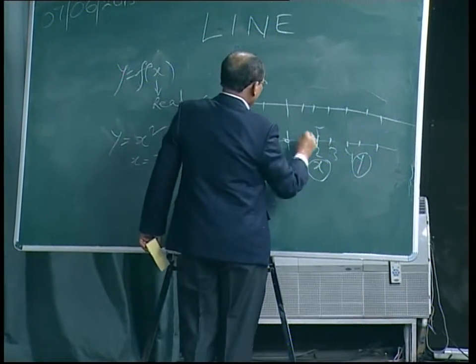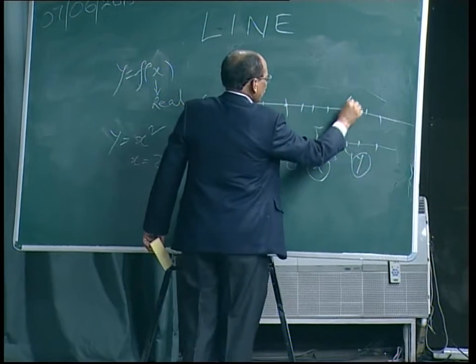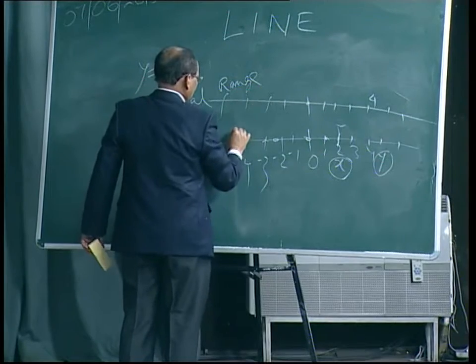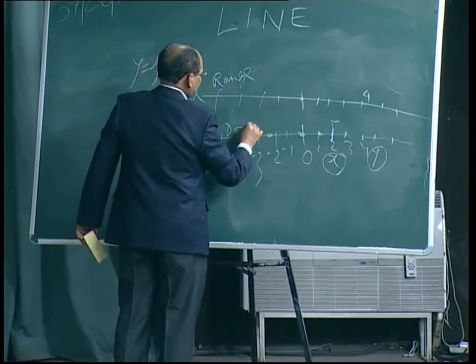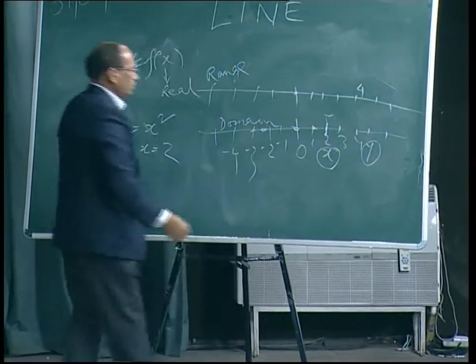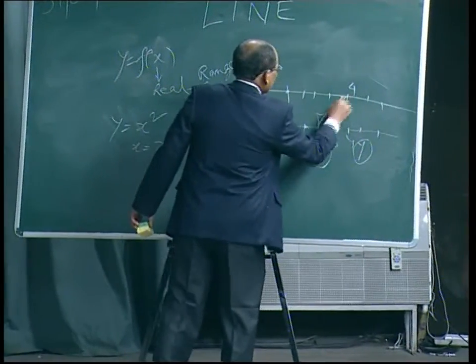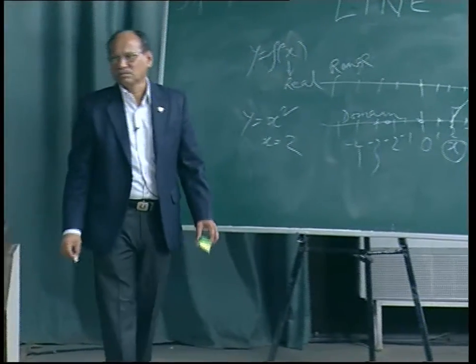So, corresponding to 2 here it will be 4. So, this number line is for range and this number line is for domain. How do I link the two then? Link is this, 2 is 4. Acha, first.